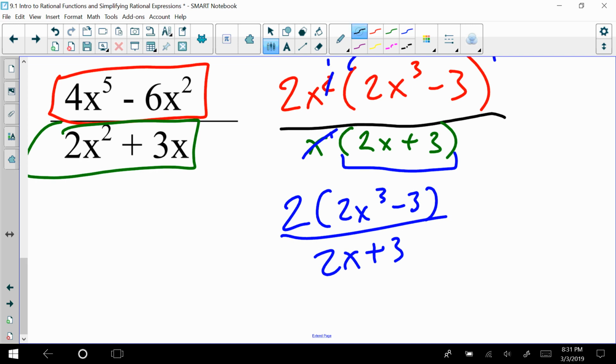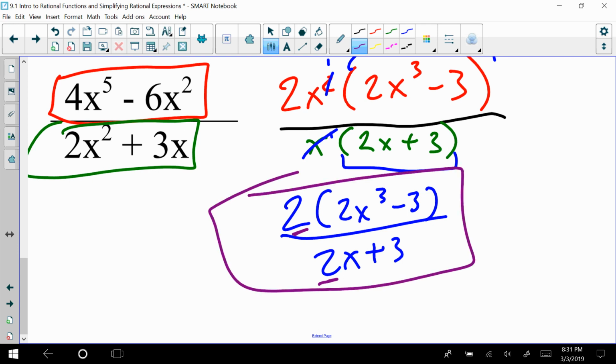Now, before you think that you can get away with canceling this 2 and this 2, remember that this 2x is bound to this 3 through addition, so I can't touch it. I am done. This is it. This is simplified form. Okay. Huge premise of the lesson. Great time to go back and rewatch that section of the video.